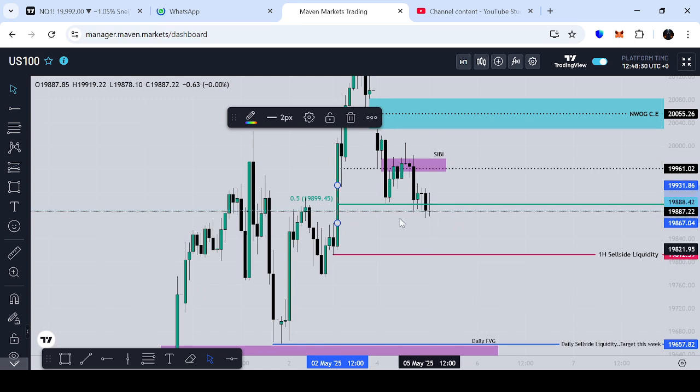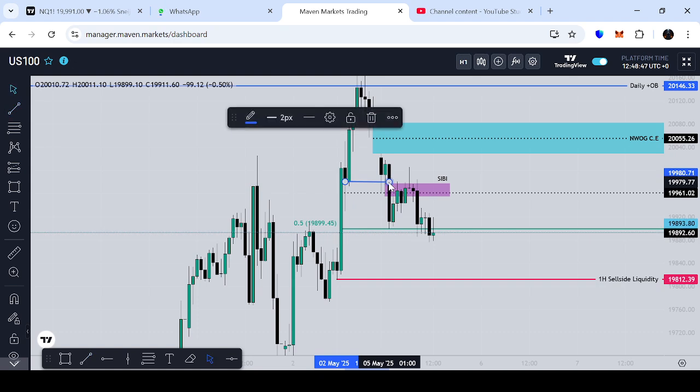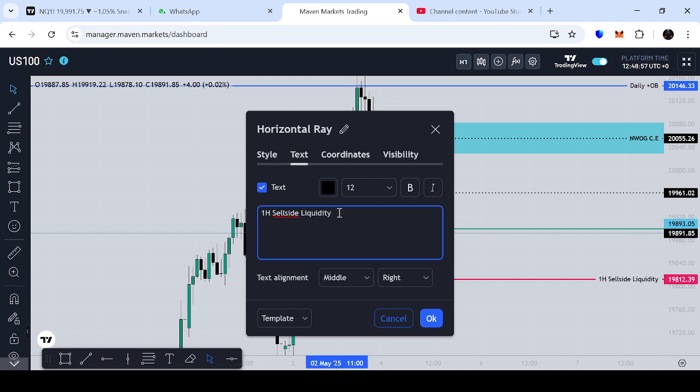You have to know that the first touch at the consequent encroachment was rejected, then traded up to the fair value gap created after a break of structure. This is a break of structure over there, a market shifting structure, then a fair value gap, trade inside it, then we seek for a low, the next draw on liquidity. Here is the next draw on liquidity. This is our target today.